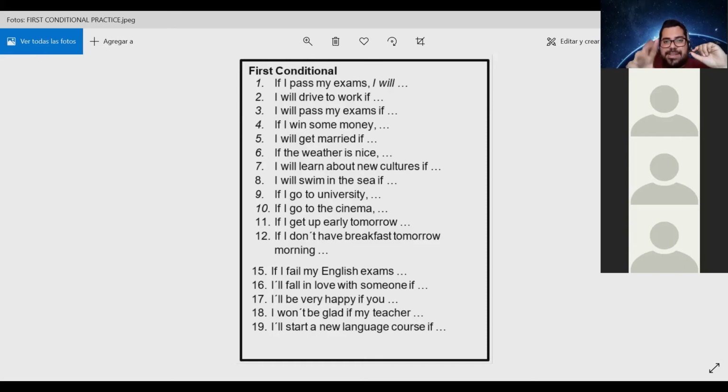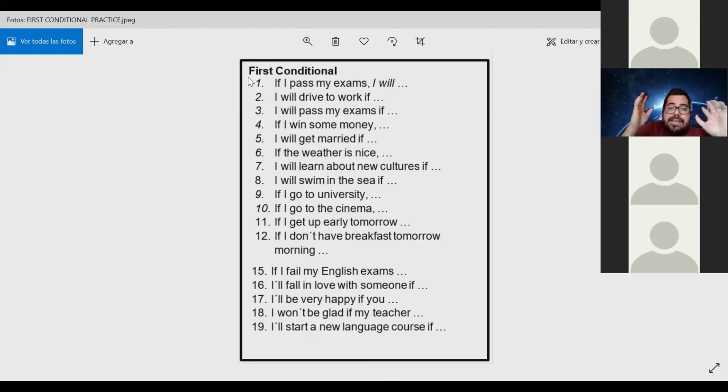Vean que con el first condition, y buena pregunta la de Christopher, this is for real, I mean real possibilities. O sea, no es lo mismo decir el first condition que el second, que ya lo vamos a ver. Pero en este caso, Christopher, sería como de que I will get married if I find the correct person. Me voy a casar si encuentro la persona correcta. Algo casi seguro. Ya le voy a responder la pregunta.